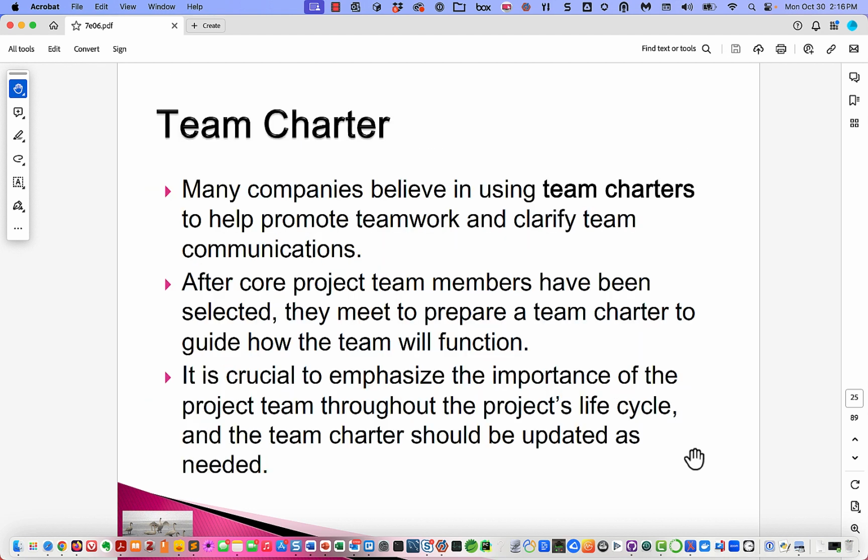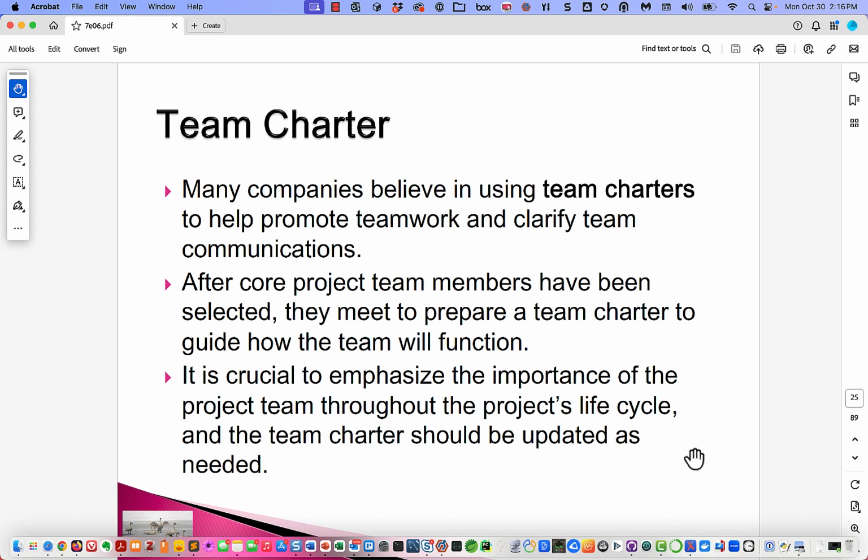Now we're going to talk about a document that in current PMI terms is called a team charter, and it was previously called a team contract. And it's an interesting idea. I can't say that everybody does it, but it seems like a great idea. I don't think I've ever done it for one of my projects. I've talked to people who have.